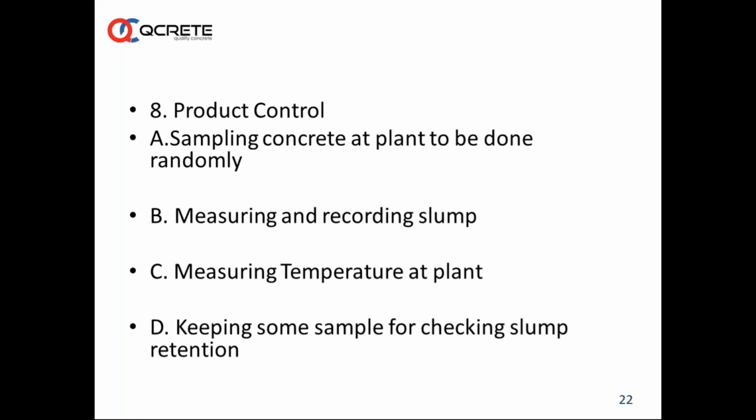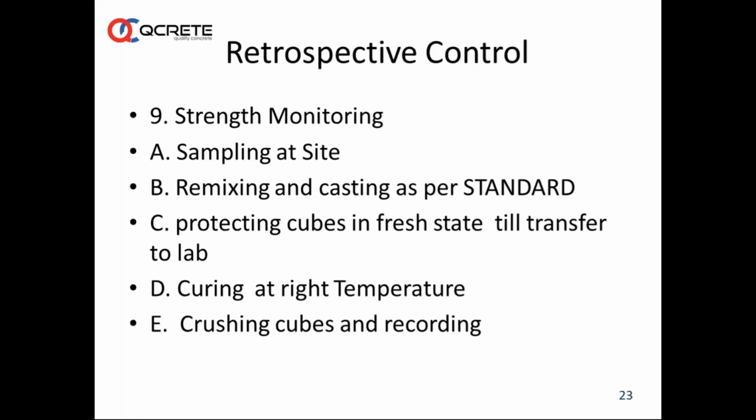Keeping some sample for checking slump retention. This is to analyze what is happening with the concrete production. Part of it will be immediate control, part of it will be retrospective control. So here we check some sample and keep it, so that after 2 hours we check what happens to the sample, whether the slump is retained or not.